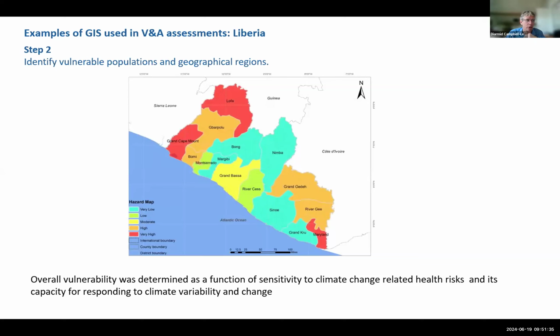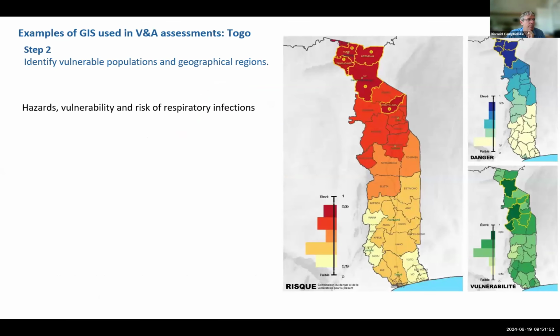I think, again, just in the interest of time, I'll skip over this example, but it's basically another country using that same idea of combining information in order to prioritize different zones that have greater or lesser overall vulnerability to climate change.